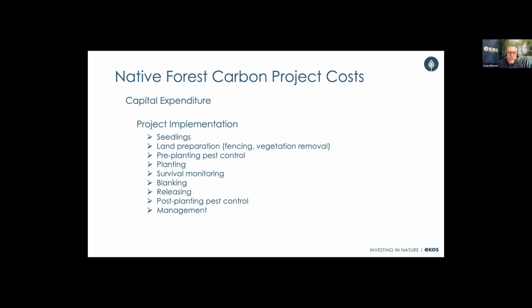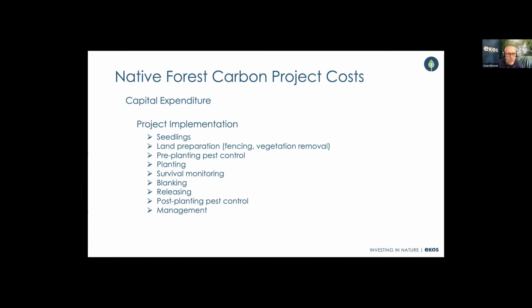you've got to get them delivered to the site, you've got to do some land preparation, usually some fencing, sometimes some vegetation removal like gorse. You might have to do some contour ripping, which is to plough a furrow into the soil to make it easy for planting. You need to do usually some pre-planting pest control to help reduce the risk of rabbits eating your capital expenditure. Then you do your planting.